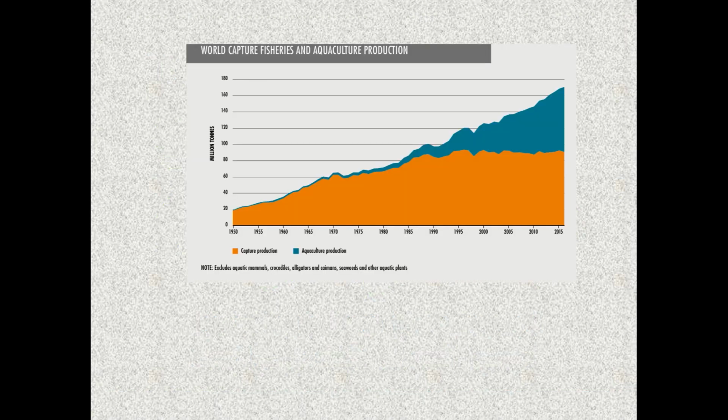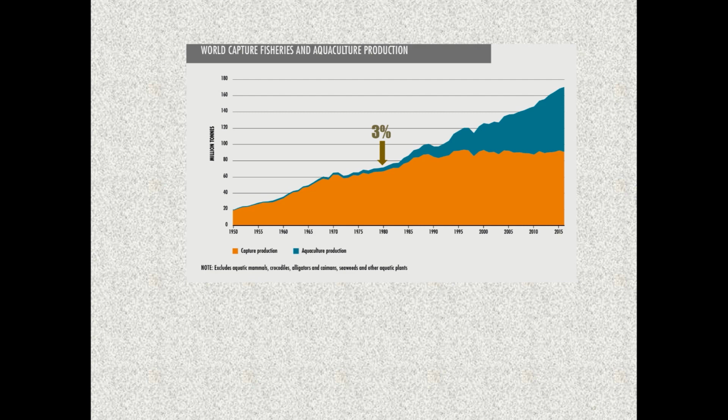So in this graph what you can see is the production in million tons, so this is million tons over here. And in orange you have the capture production, so the seafood coming from fisheries. And in this bluish-greenish color you have the aquaculture production, so seafood coming from farming. And what is clear here is that in the 80s there was almost no farming, and before that it was insignificant in comparison to fisheries.